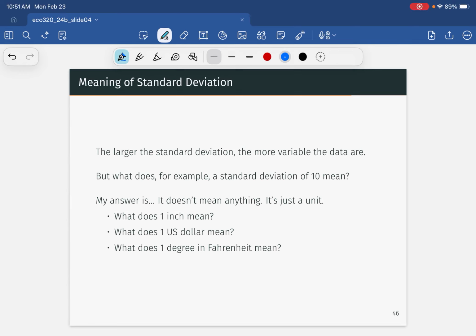Okay, this is the last video of chapter 4, and so far we learned how to calculate the range, the interquartile range, and the variance and the standard deviation, right? In this last video, I will be more qualitative. I'm not going to use much algebra, but instead I'd like to explain what they mean, what they are, why we need them.